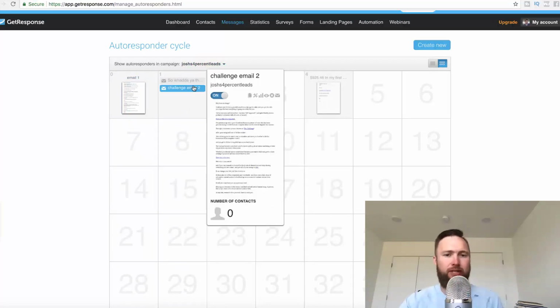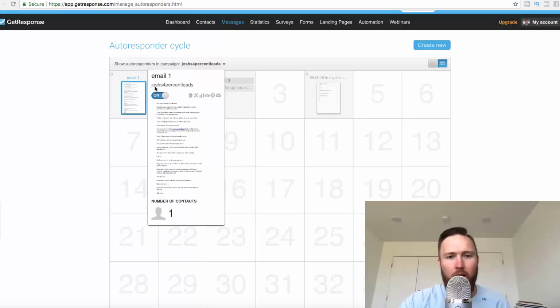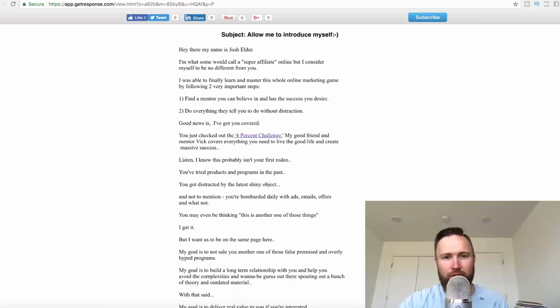And you can even schedule these emails to be sent out at a certain time of day every single day, which is a little bit more advanced marketing. Once you get metrics, once you find out when people most respond and open emails and all that good stuff. But let's check out these first three emails.